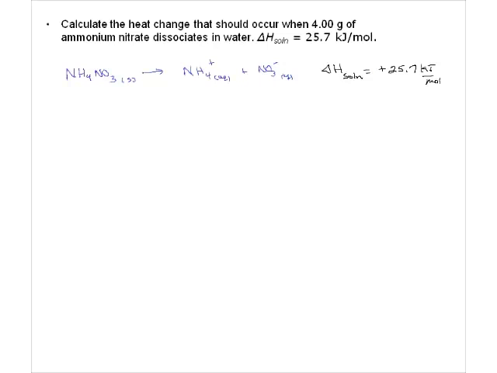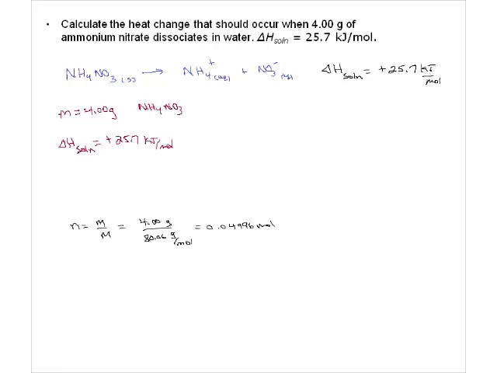Okay, there we go. Now we want to be able to write down what we're given and what we need to find. So we're given 4 grams of ammonium nitrate. We know the heat of solution formation. There we go. So that's how much energy is absorbed as the solution forms. That's the process. And again, in this case, we're simply looking at this and saying, all right, we know how to do this.